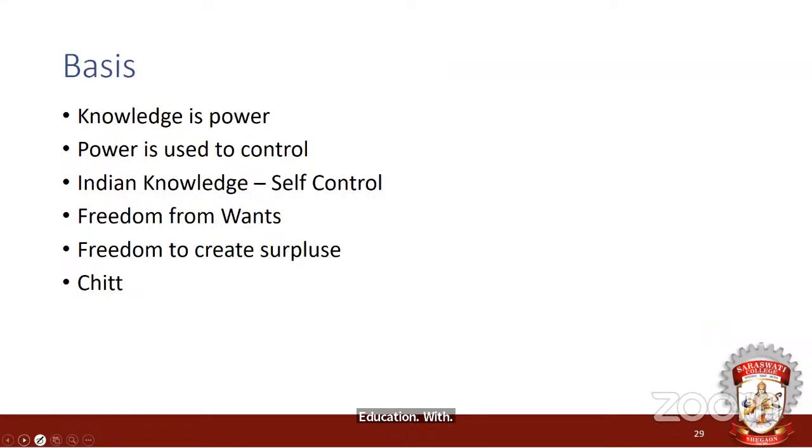So far we came to a position that knowledge is power. Power is used to control. Indian knowledge system talks about using this power, using this knowledge for self-control. Imagine you have power. When to use that power, where to use? Personal benefit or well-being of all? Right? That's called self-control. It is used for freedom from wants, not needs. Economics ke jo professor ho gaye, woh clearly distinguish kar payenge needs and wants. That is what the IKS talks to us.